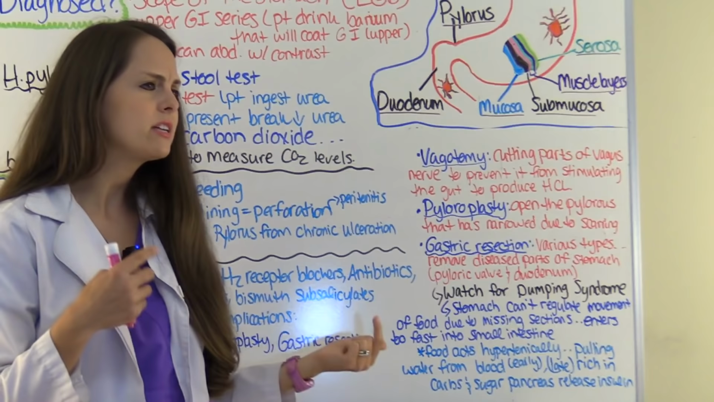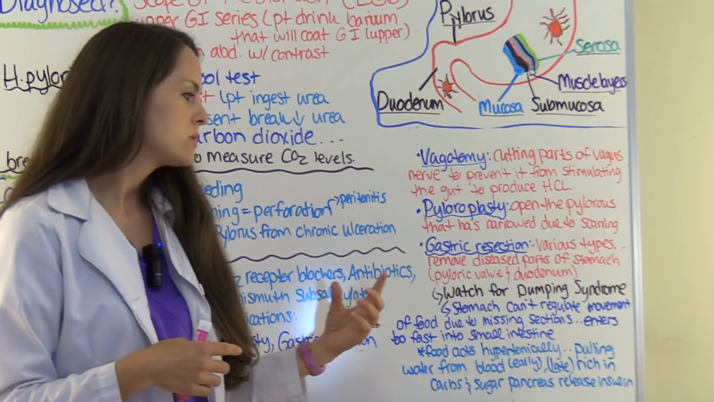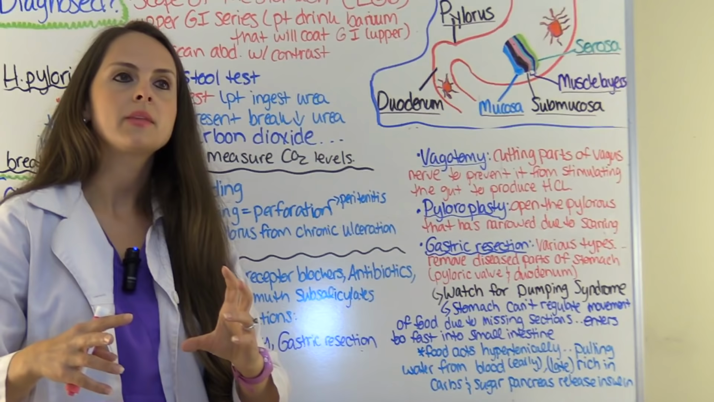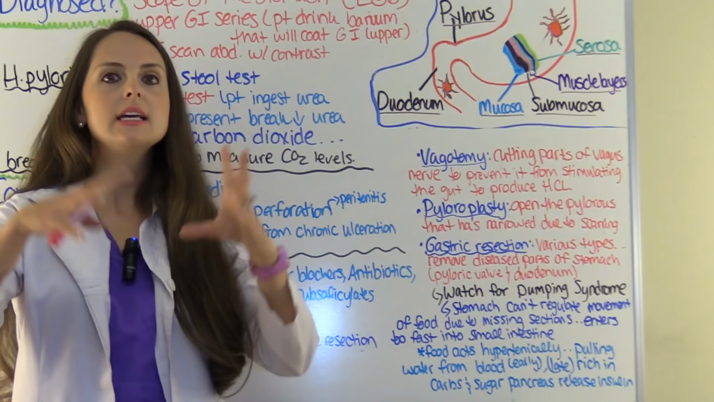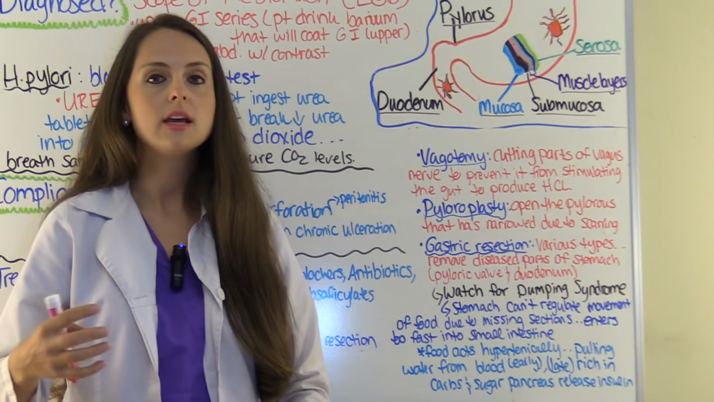Some patients can have late dumping, and they can have both. Late dumping is where the contents that have entered into the jejunum are very rich in carbs and sugars because they weren't really broken down up here because of our resection, and it can cause the pancreas to release insulin, and so the patient will get hypoglycemia, tachycardia, sweating, dizziness, things like that.